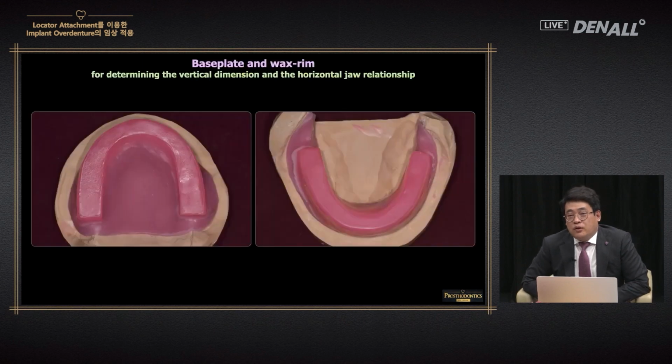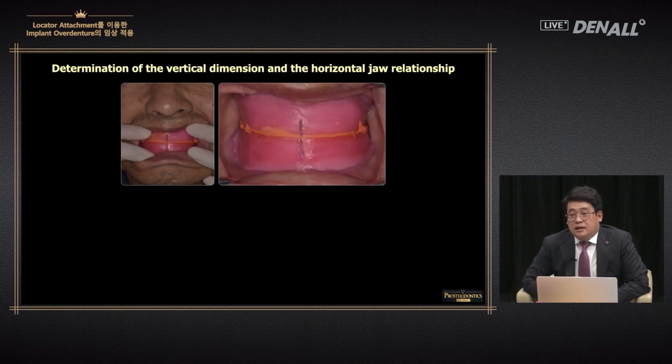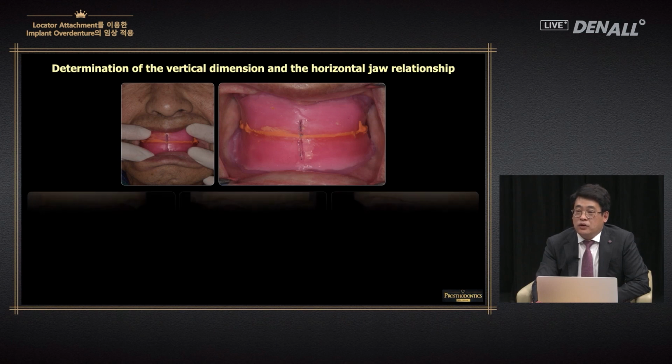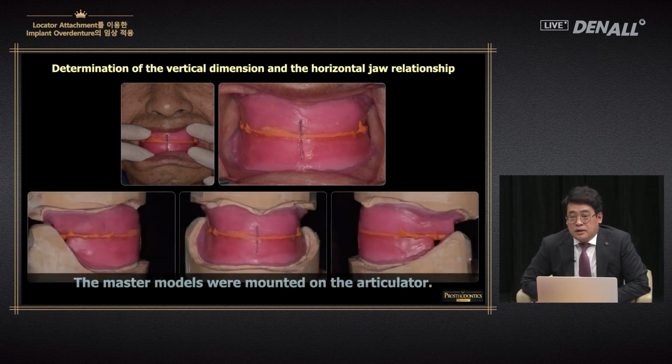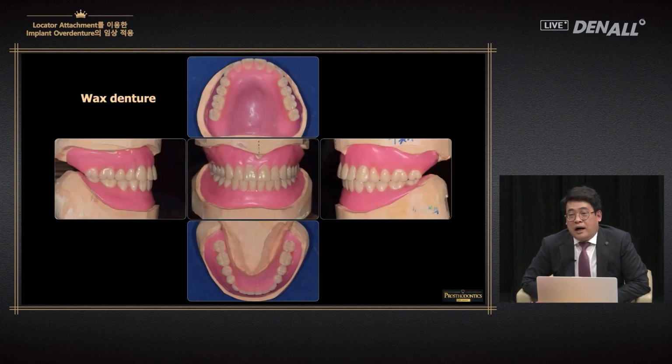Using a general recording base wax rim, take the VD and horizontal jaw relationship using the traditional method. Once the master model is mounted, then you must align the artificial teeth. You don't complete it at this stage. You need to consider taking the impression and the position of the artificial teeth at midline, and these need to be factored in.